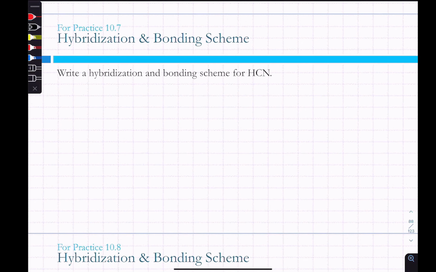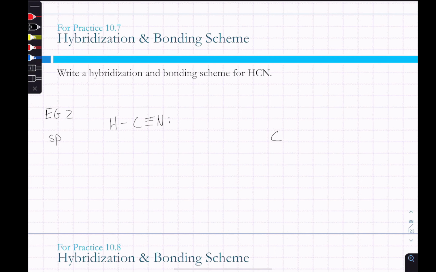Kind of wish we had started with this one. Okay, so hydrogen cyanide, Lewis structure. So how many electron groups does carbon have? 2. Yep, 2 electron groups. So what are our hybrid orbitals? Just sp.